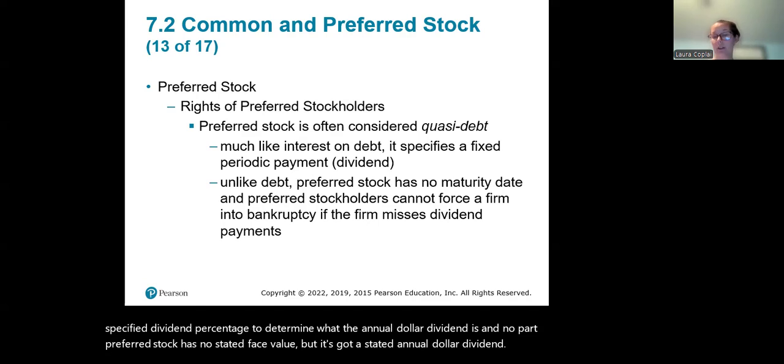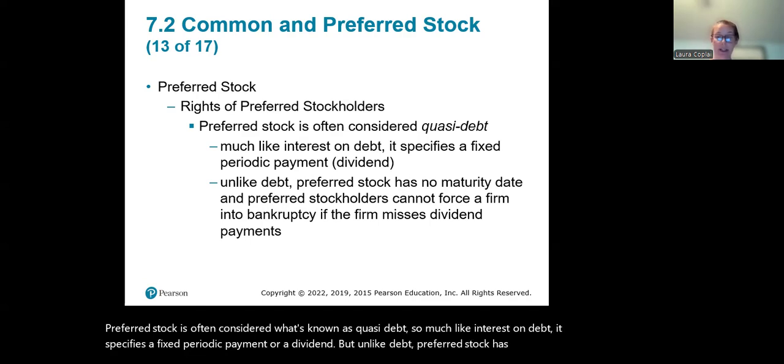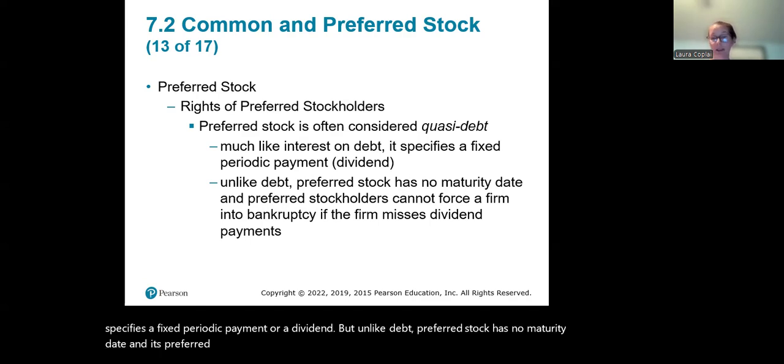Preferred stock is often considered what's known as quasi-debt. So much like interest on debt, it specifies a fixed periodic payment or a dividend. But unlike debt, preferred stock has no maturity date, and preferred stockholders cannot force a firm into bankruptcy if that firm misses the dividend payment.